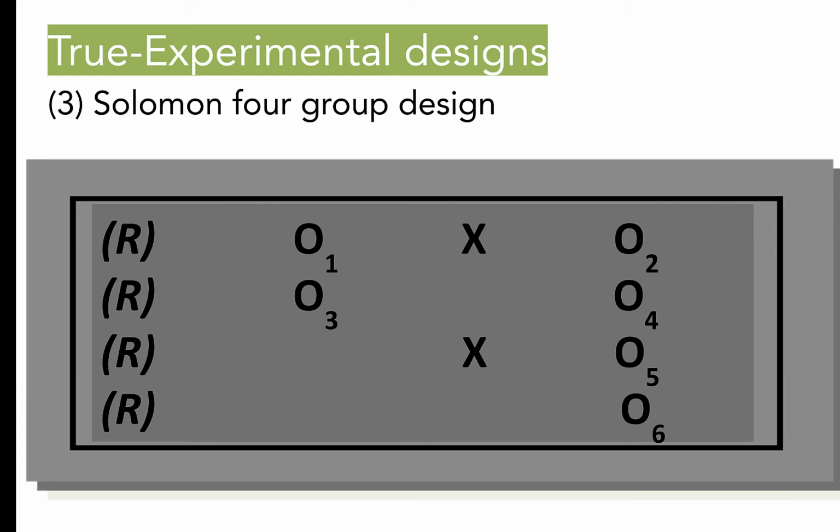Of course, it comes with its independent variable and has a post-test. And then the last group here, which is the second control group, also does not have a pretest.